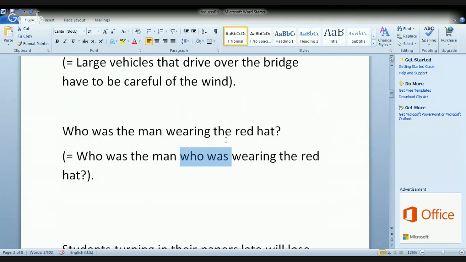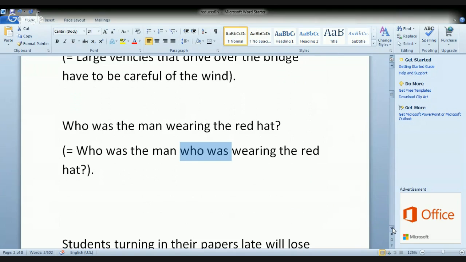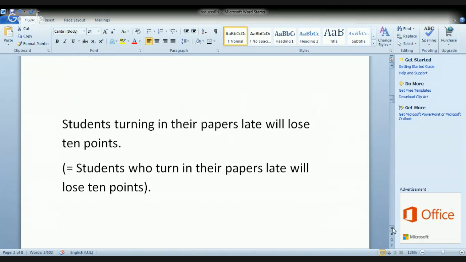And both of these sentences have the same meaning. There's no difference in this whatsoever, okay? It's just a different way to say it. Hopefully that makes sense because I am going to move on to our next example here. So students turning in their papers late will lose 10 points, okay? It has the same meaning as students who turn in their papers late will lose 10 points.